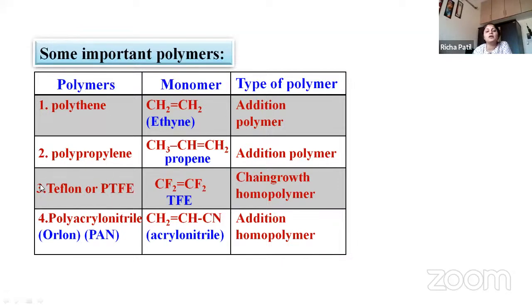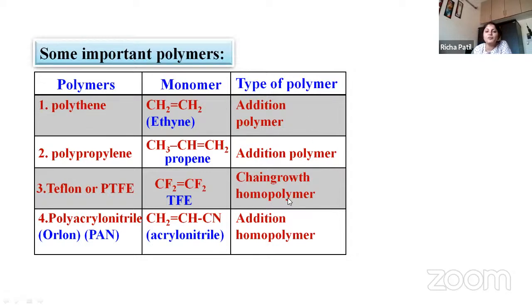Okay, so this is Teflon, CF2. The monomer present is tetrafluoroethene. So when these small units of tetrafluoroethene repeat, what happens? It forms polytetrafluoroethene.